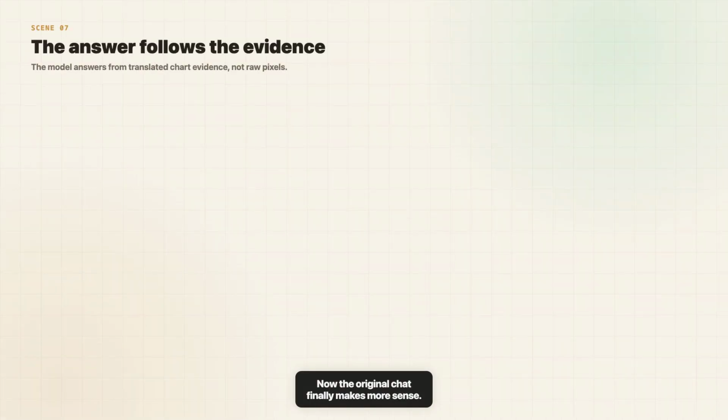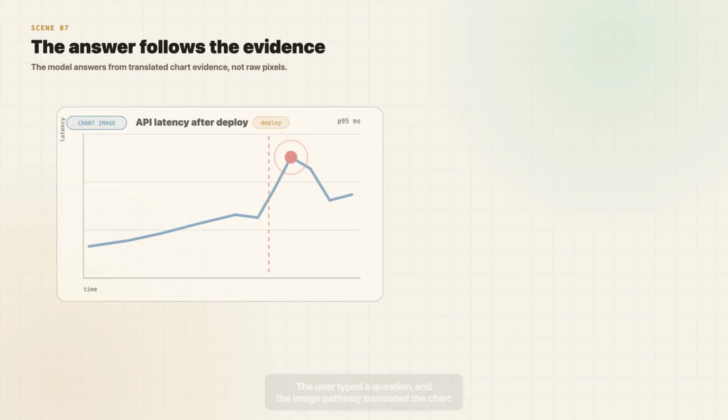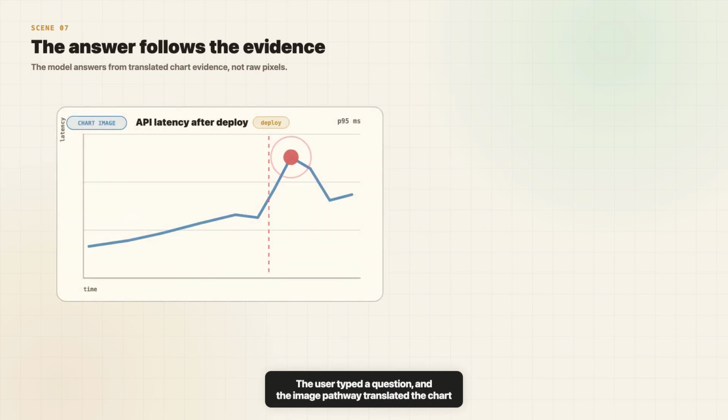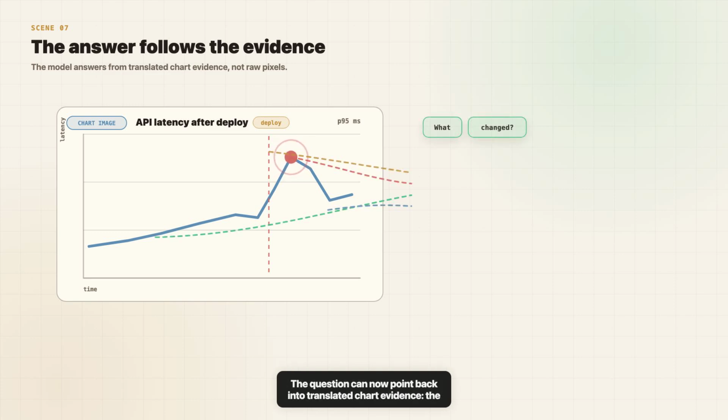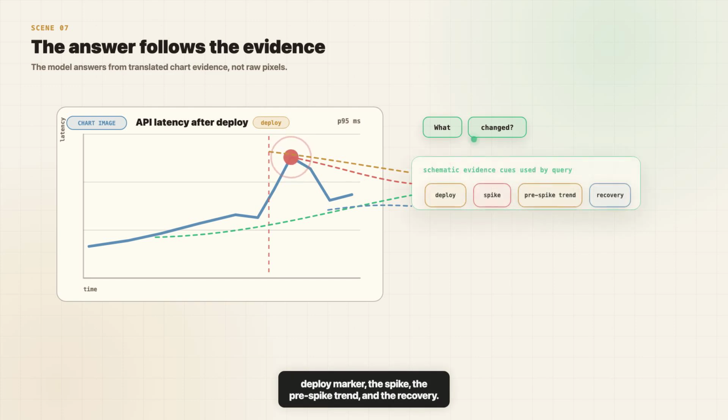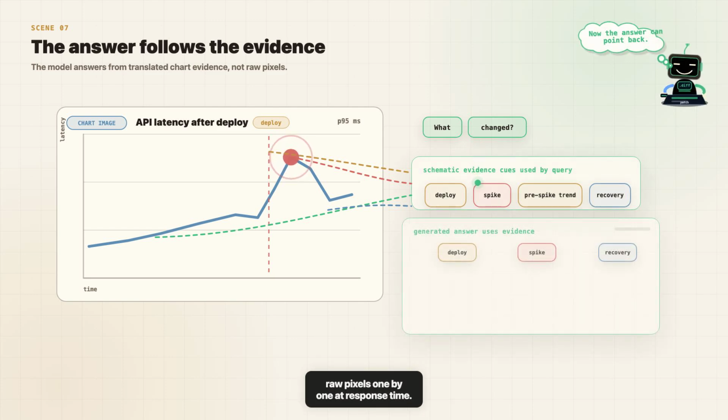Now the original chat finally makes more sense. The user typed a question, and the image pathway translated the chart into evidence the language model can use. The question can now point back into translated chart evidence: the deploy marker, the spike, the pre-spike trend, and the recovery. The answer is generated from that conditioned context, not by reading raw pixels one by one at response time.